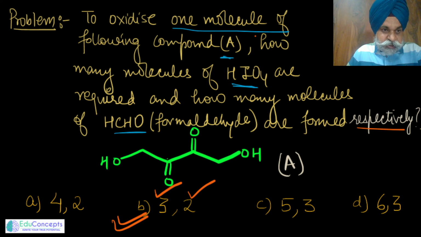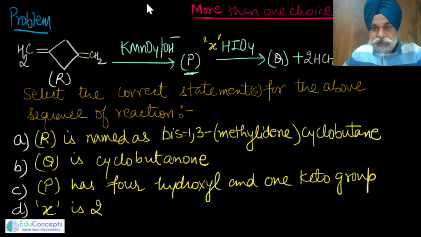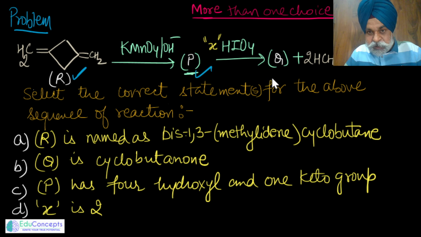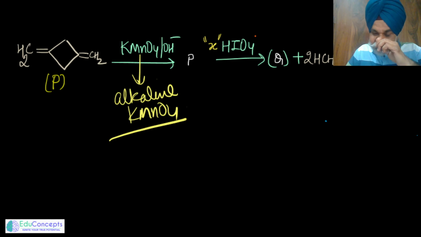One more question. This is also very interesting. Somebody has sent me a more-than-one-choice question, where you are given a starting material which is being treated with KMnO4 in alkaline medium, and then it is being treated with X moles of HIO4. The examiner is asking us about X, P, Q and R. Now let me first solve this question, then we'll discuss what the options are.